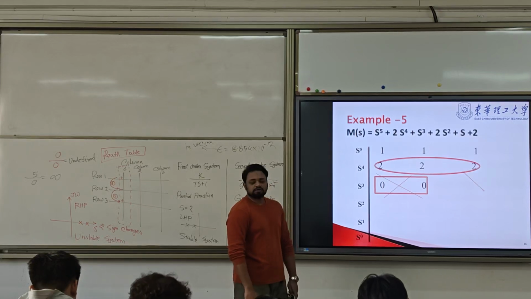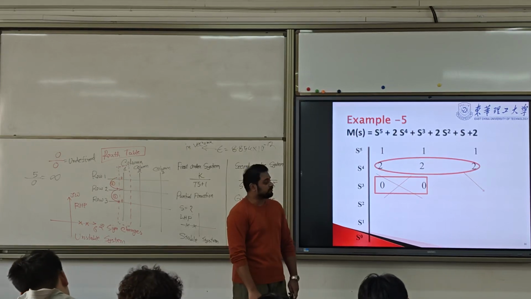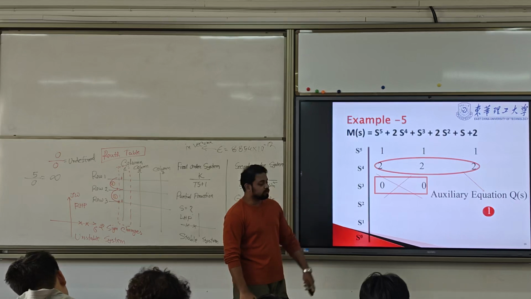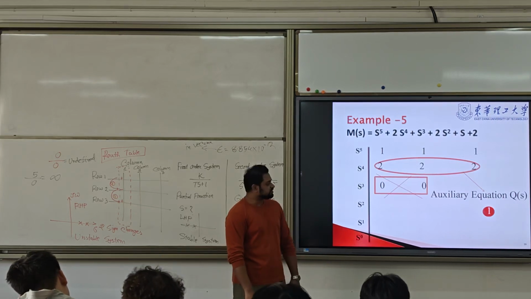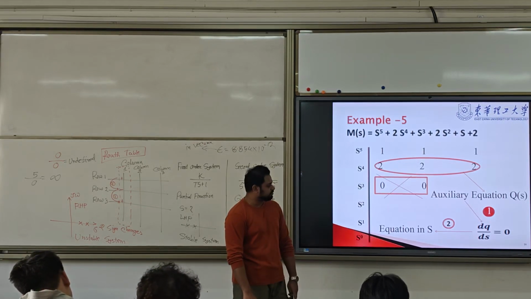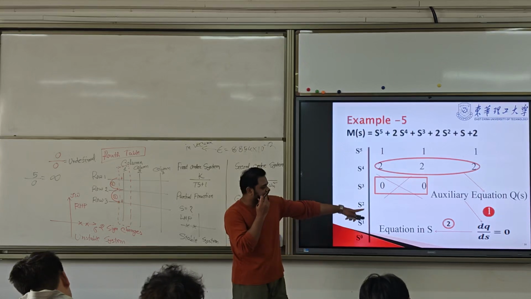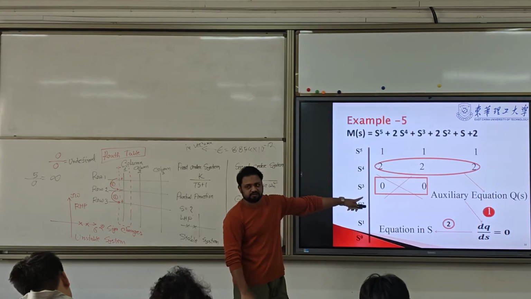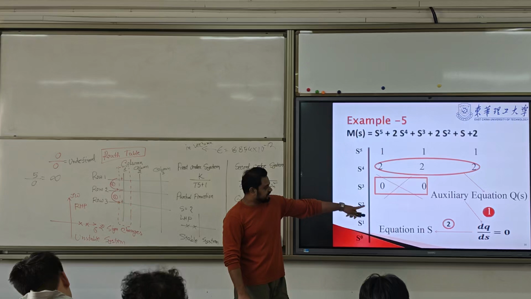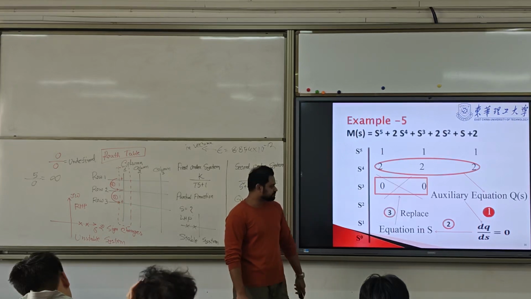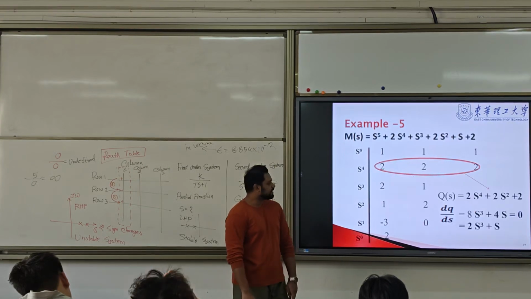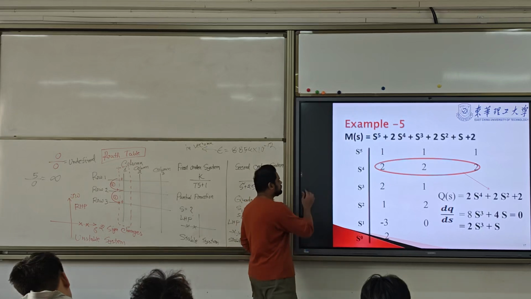How do we replace it? We need to calculate one equation that is called the auxiliary equation. This auxiliary equation will be equal to something, and we find the derivative dQ/ds of that equation equal to 0. Then we replace it here. Now look at this. How do you do that?